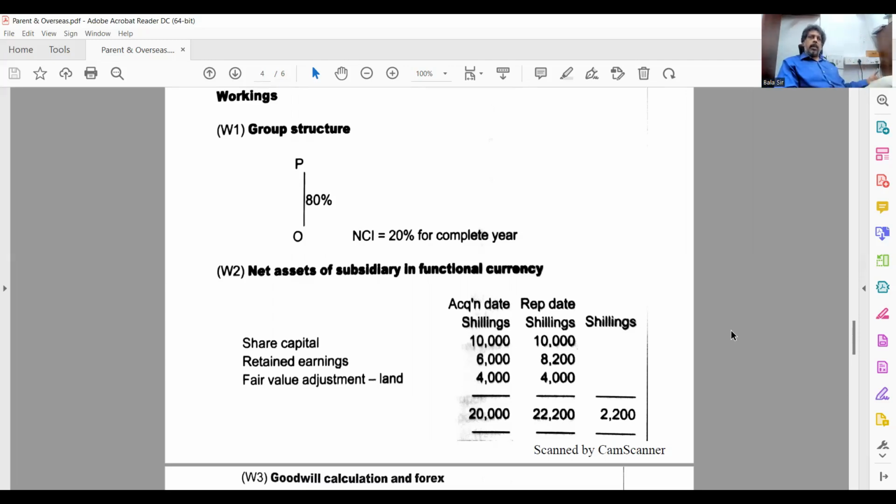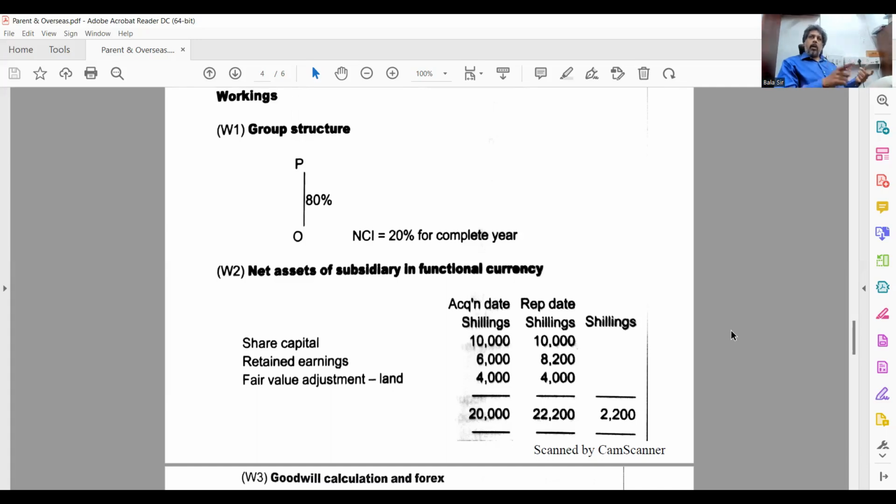And plus another, that is a 4,000 fair value increase in, what is that? Land. The land appearing on the balance sheet of the subsidiary, right? Property, plant, equipment. So what is 10,000 plus 6,000 plus 4,000? 20,000. I think the 20,000 is already given in the question, right? Yes. The 20,000 is the fair value of net assets on acquisition date given.